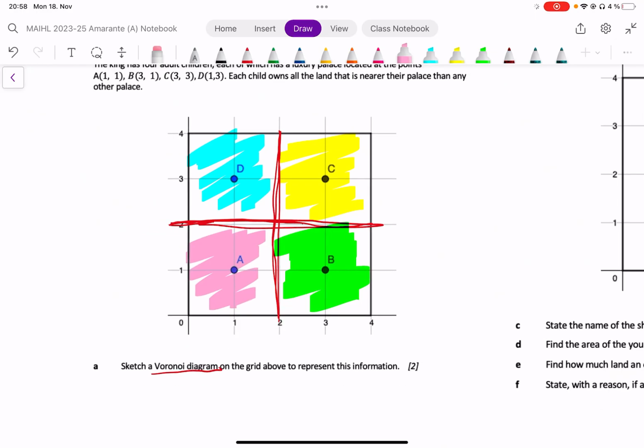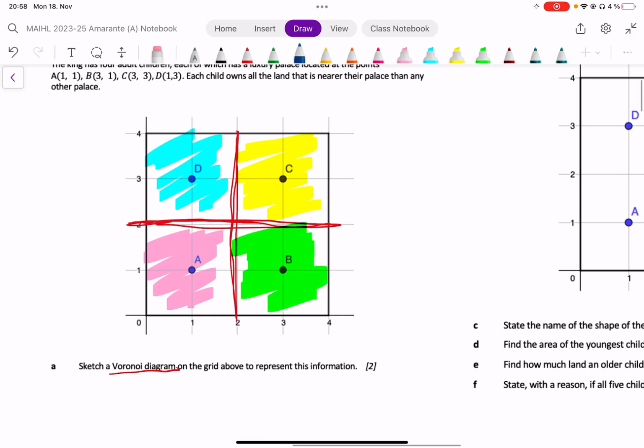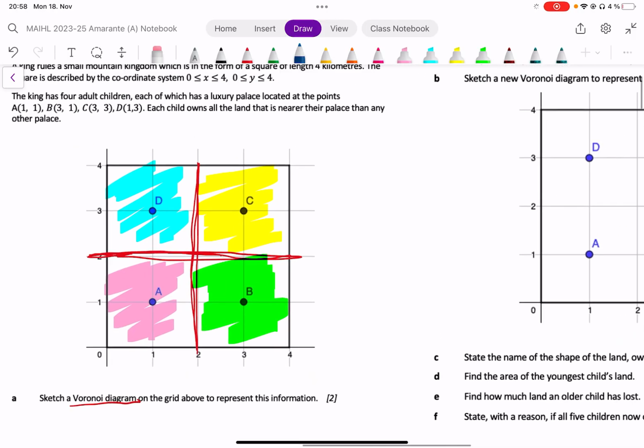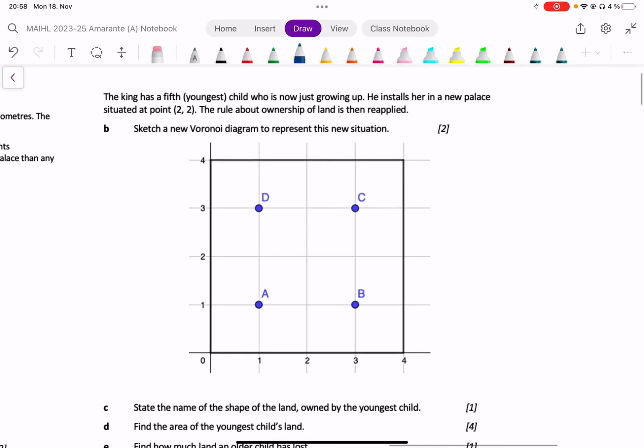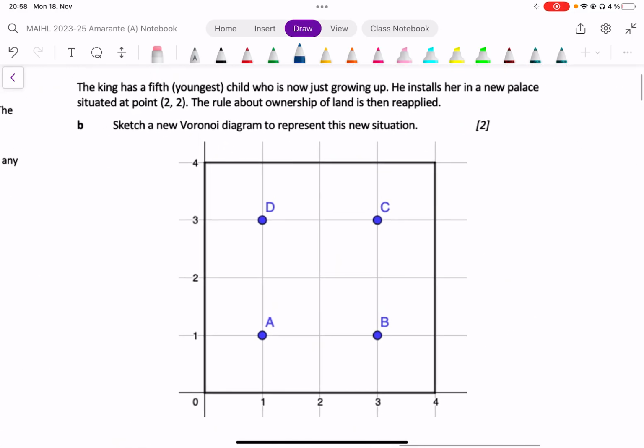The perpendicular bisector, we didn't have to find the equations of the lines because they're just vertical and horizontal. It doesn't say to find the equations, it says just sketch it. So part B says the king has a fifth youngest child who is now just growing up. He installs her new palace situated at 2, 2. So there's a new palace here, at 2, 2.